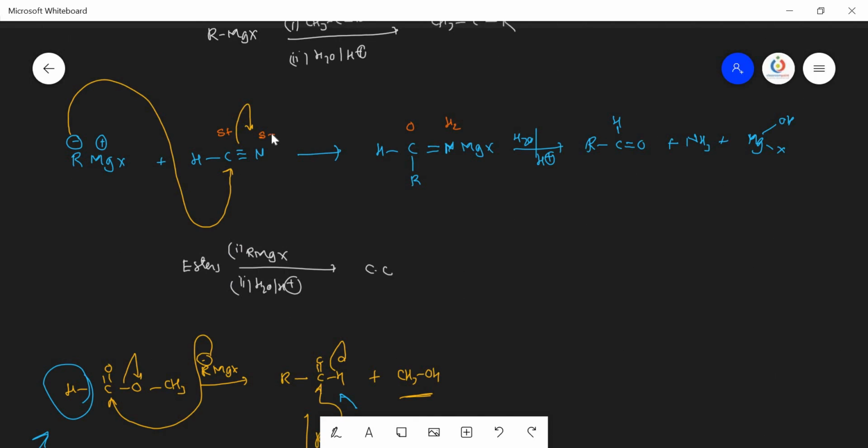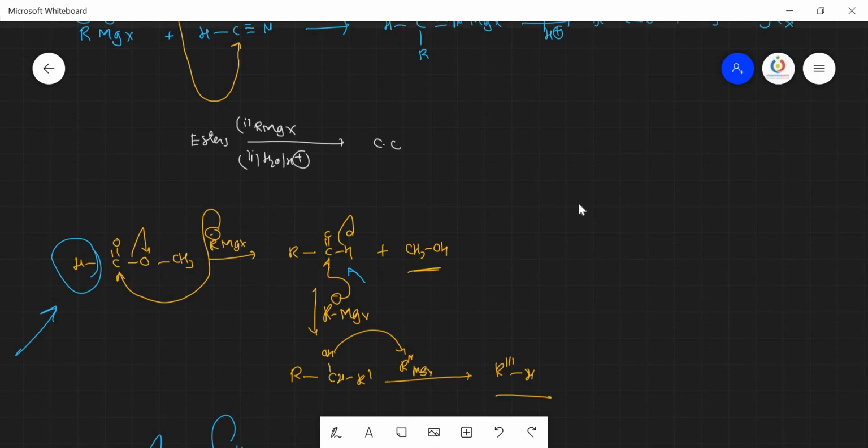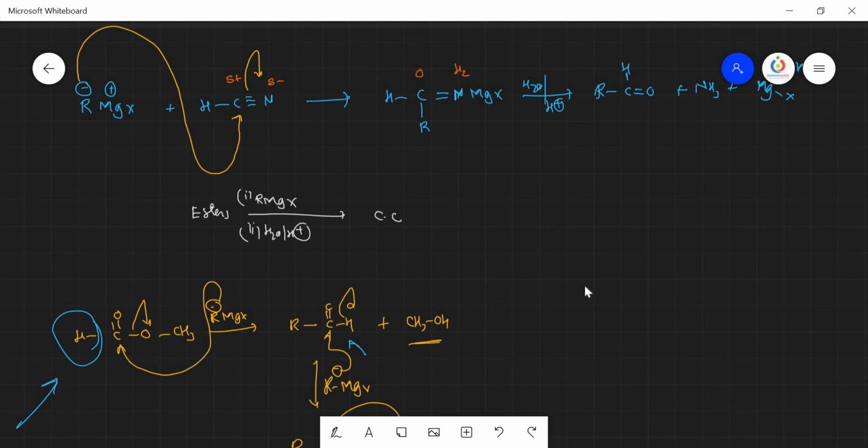So this is hydrogen cyanide, partial negative charge lies on the nitrogen, partial positive charge on the carbon. Here the carbon-magnesium bond is an ionic bond, so carbon gets the negative charge, magnesium gets the positive charge. So this negative charge will attack the partially positively charged carbon, replacing this pi bond. The pi bond will be shifted over to the nitrogen, and we get this intermediate product, which on hydrolysis gives the aldehyde. Whereas other cyanides give the ketone.